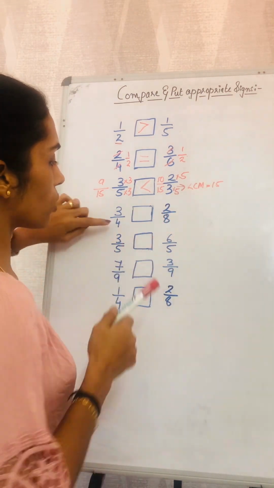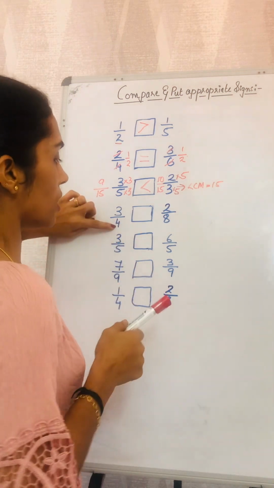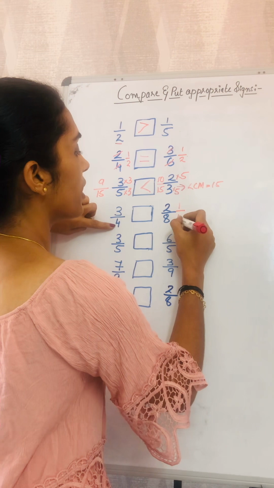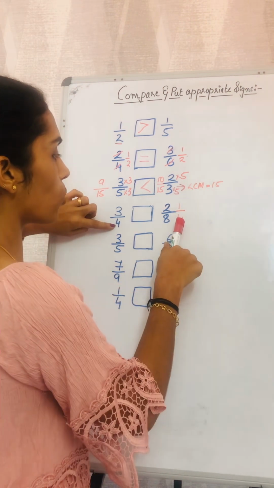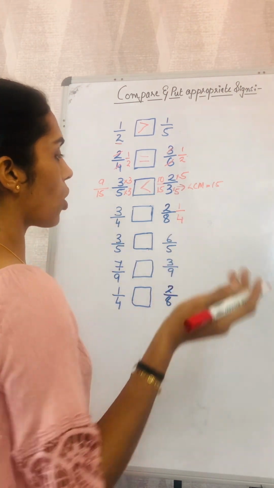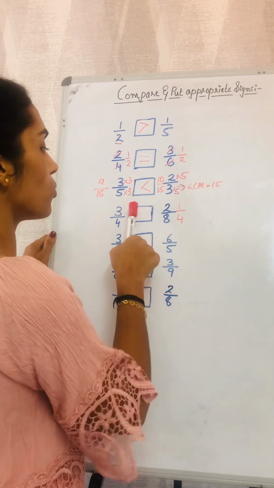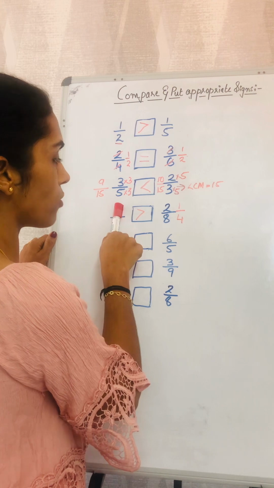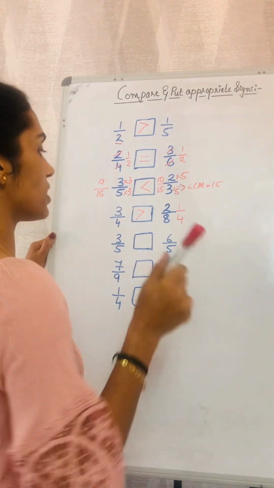So next one, 3 by 4 and 2 by 8. Okay, now just look at the denominators. 4 is the smaller number, but you have to find the simplest form. So what happens? 4 and 4, you have got the same denominator. So which is greater here? 3 by 4 is greater. You just have to compare the numerators, right?